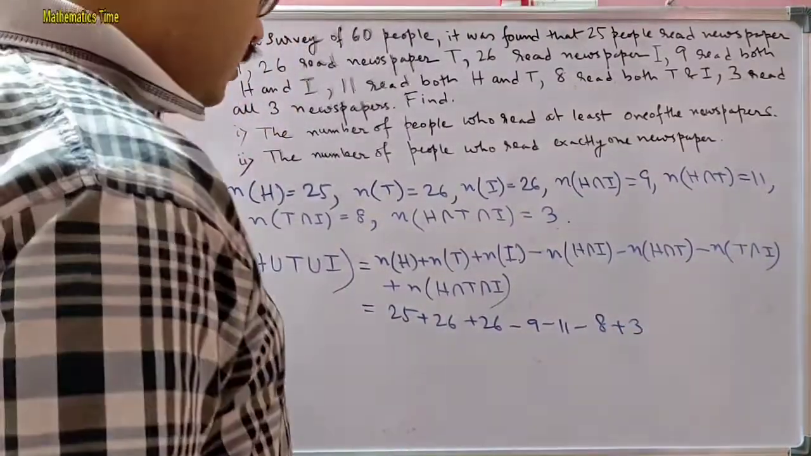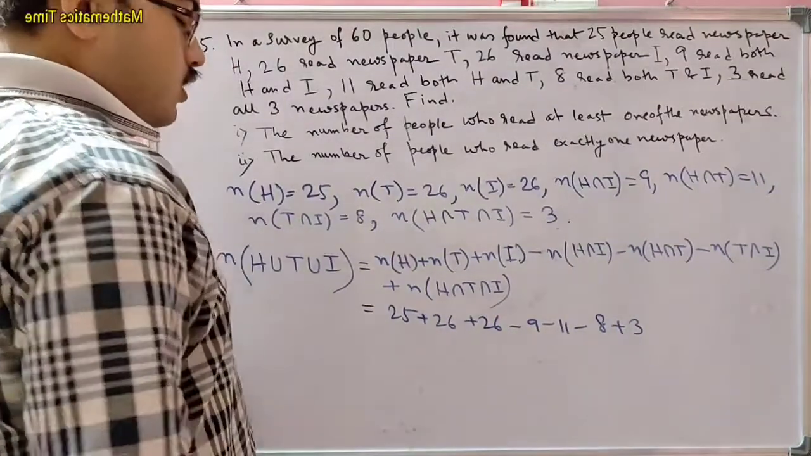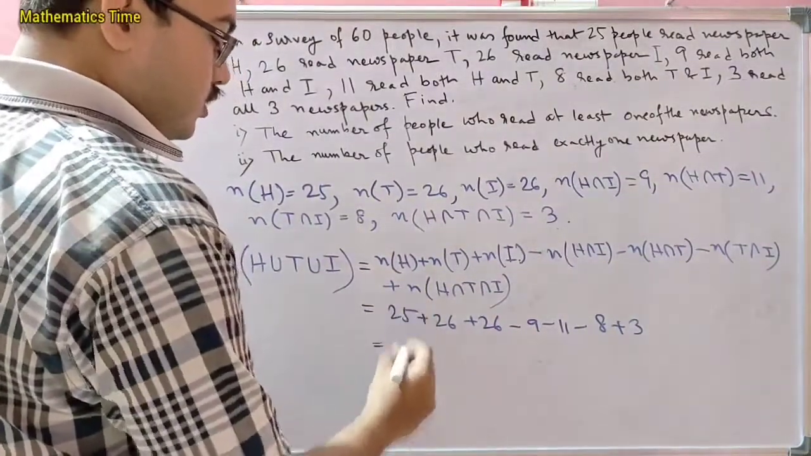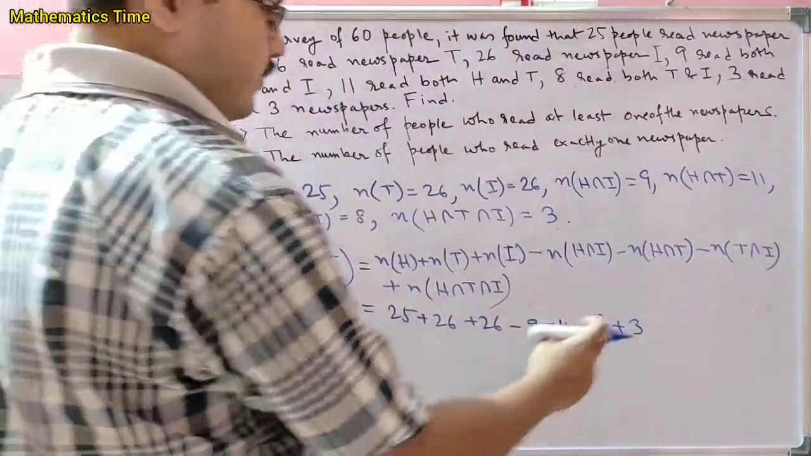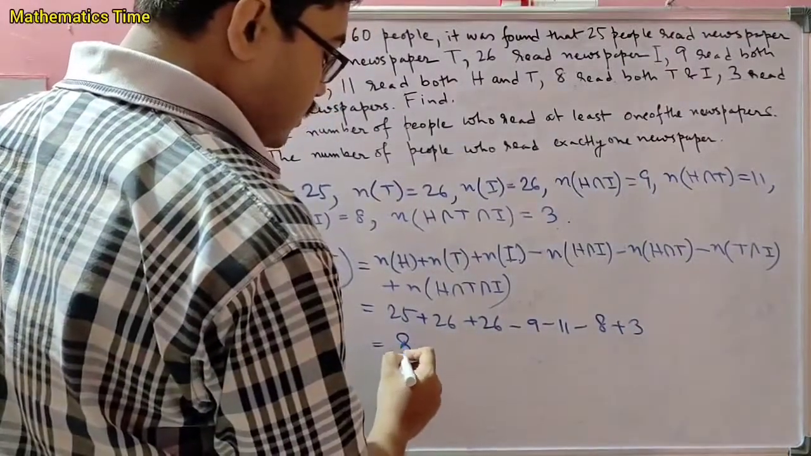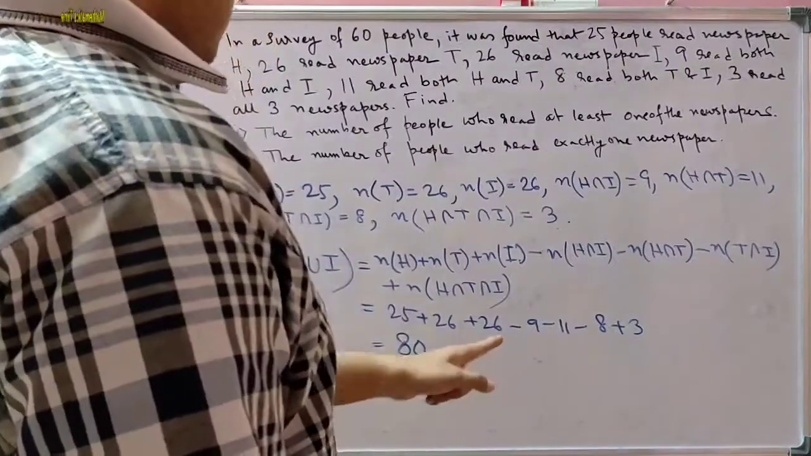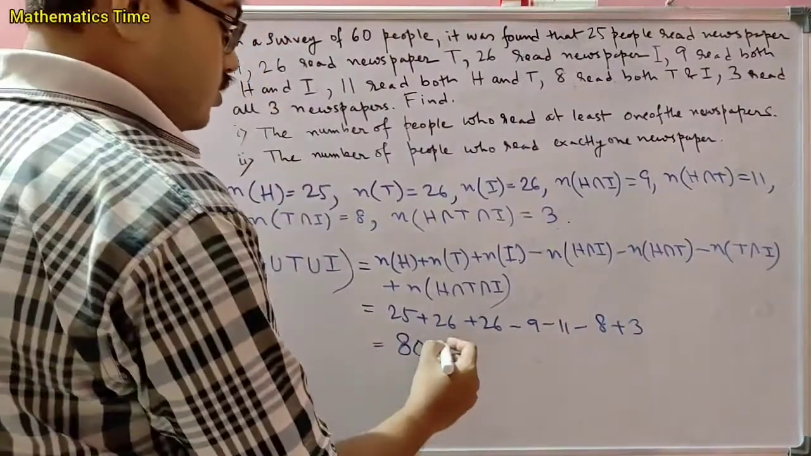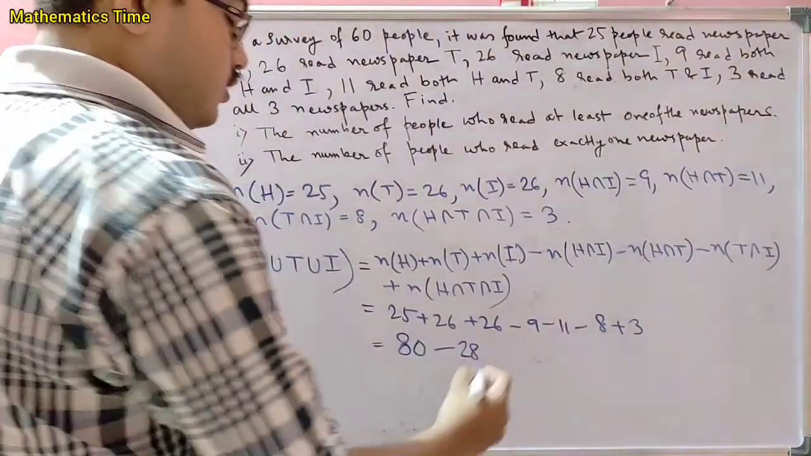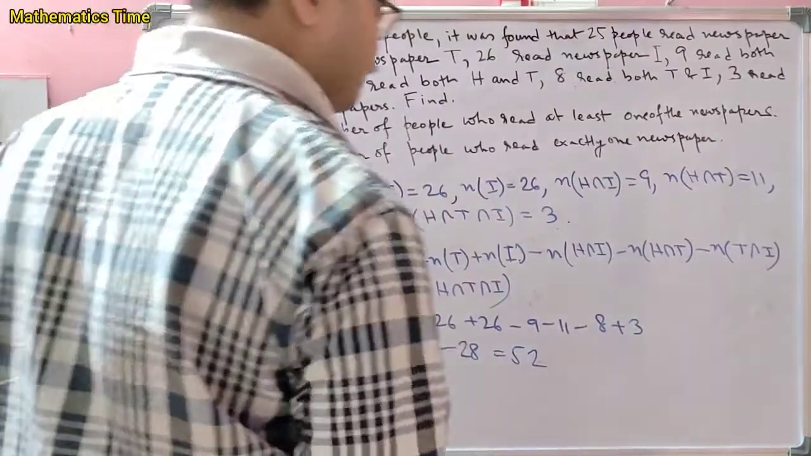So calculating those, it's 26, 26, 52, this is 25 means 77, 77 plus 3 means 80. This will be 80 minus 9, 11, that is 20, minus 8, that means 28. So answer will be 52.